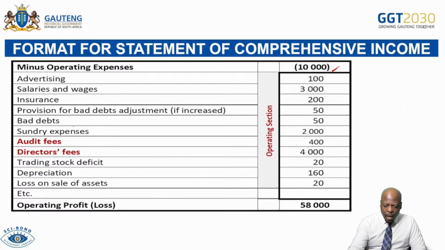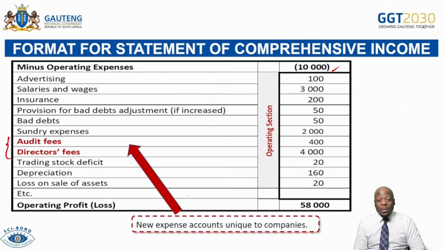And you can see I have two that are highlighted in red here. Those two are your new expense accounts that are unique to companies. So we did not do these ones last year. These are new and unique to companies, so we're starting with these ones. The first one is your audit fees. These are the fees that we pay to our external or independent auditors.